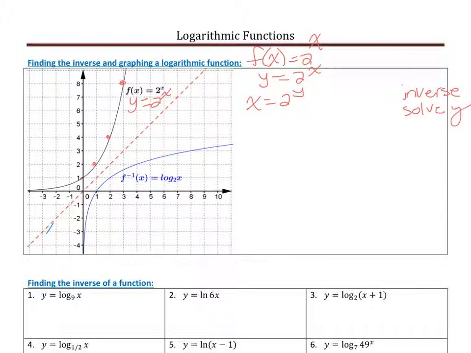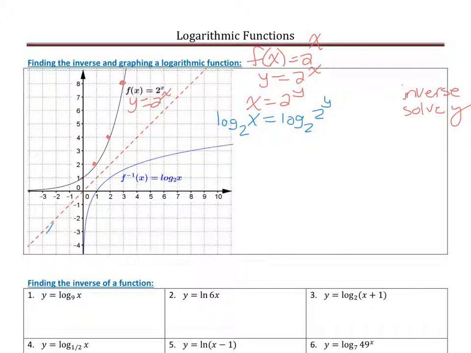Now, how do we solve for y? Y is up here in the exponent. Well, how do we undo an exponential function? We undo an exponential function with its inverse operation, which is a logarithmic function of the same base. So I am going to use that same base 2, and I'm going to take the log base 2 of both sides of this equation, and I'm taking the log base 2 of this exponential, 2 to the y.